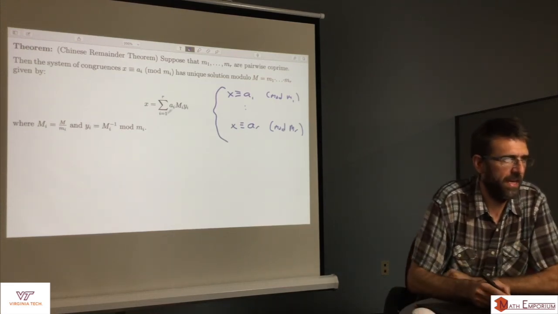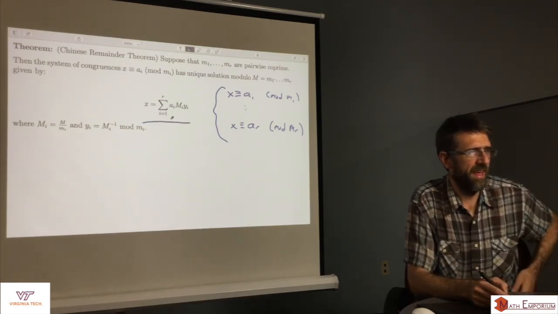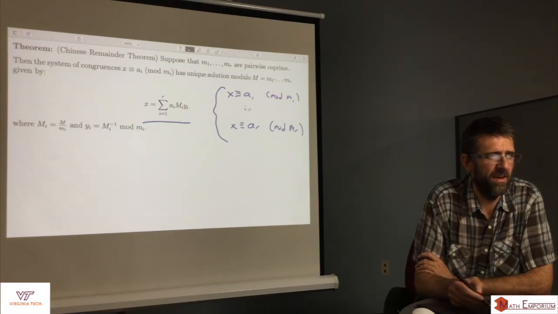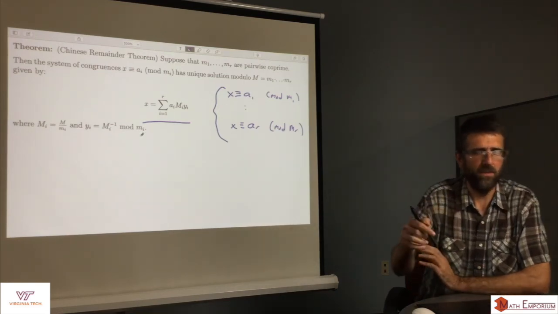All right, so the unique solution is given here. What this is, is in the form of a sum, where each term is the corresponding a sub i times this big M sub i, which is basically just the product of all the moduli other than the modulus that we're working on for that term, times y sub i, where y sub i is the inverse of the product of all those other moduli, taken mod the modulus that we're looking at.